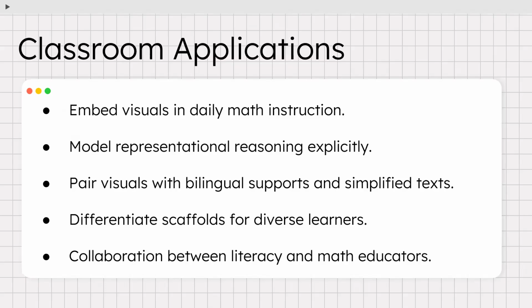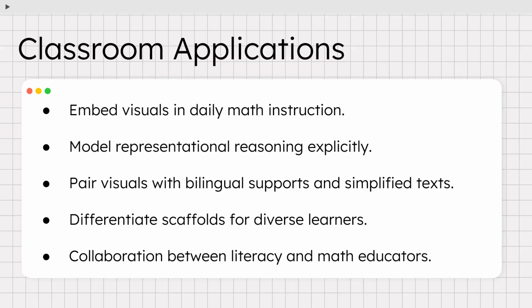To help multilingual learners and students with limited reading proficiency, teachers can pair visuals with bilingual supports, provide simplified texts, and use fluency routines that can help students comprehend word problems more meaningfully. It is important to differentiate the types of scaffolded supports, as learners with disabilities may require additional scaffolds, while gifted students would benefit from opportunities to extend their reasoning with more complex visuals.